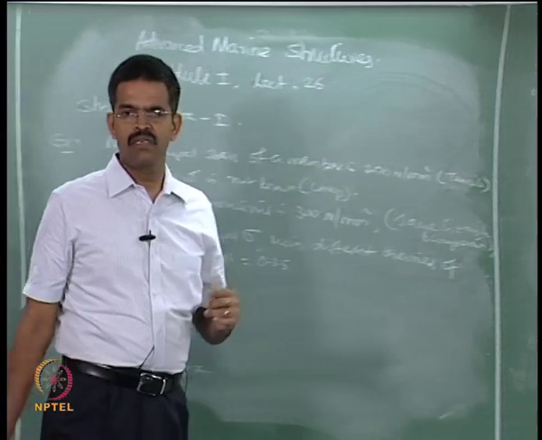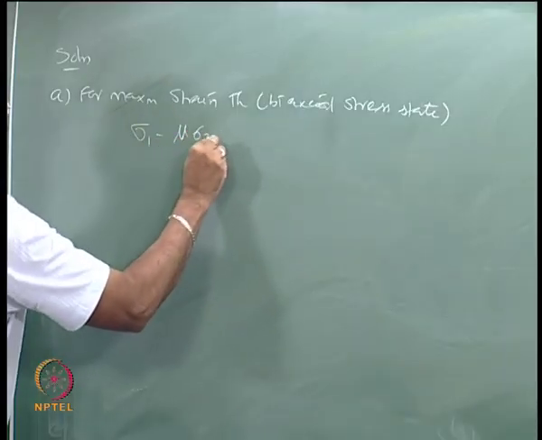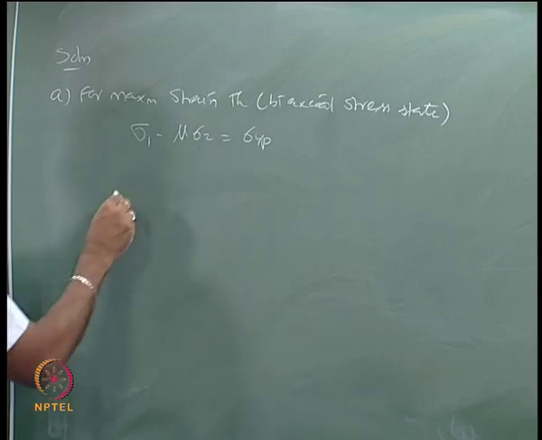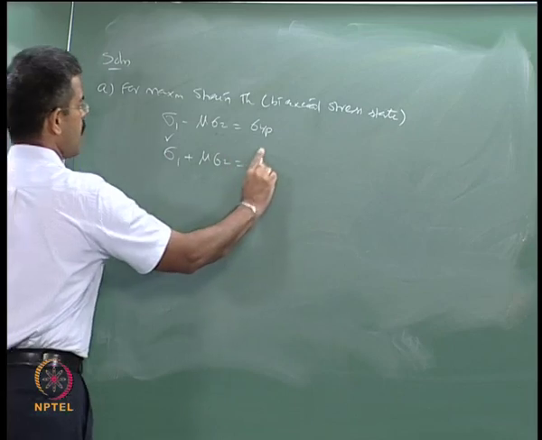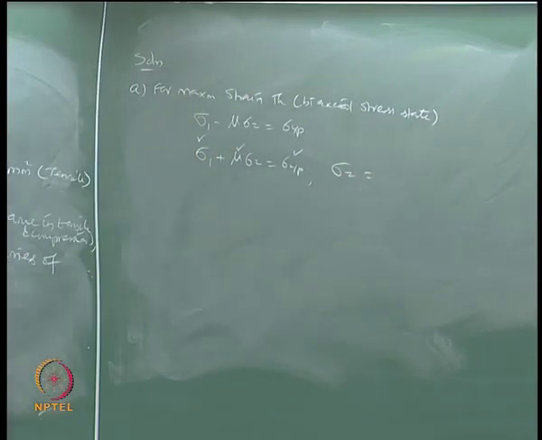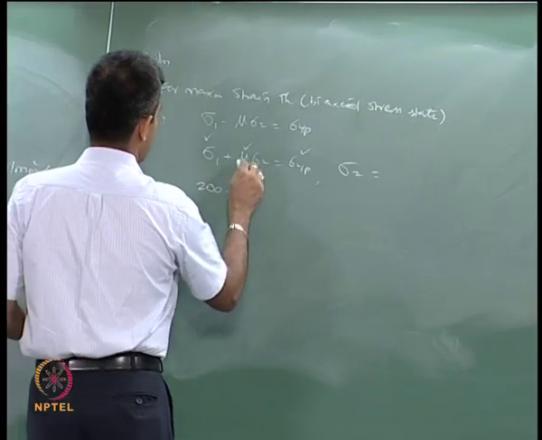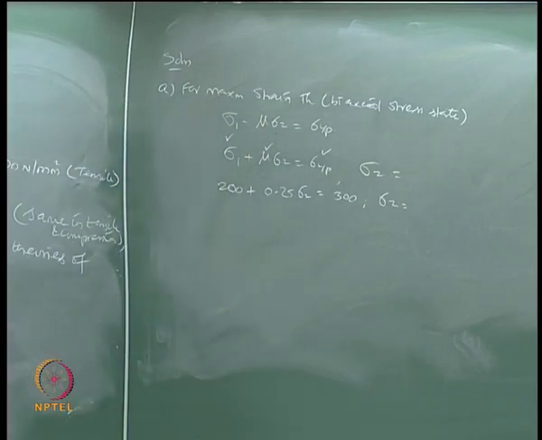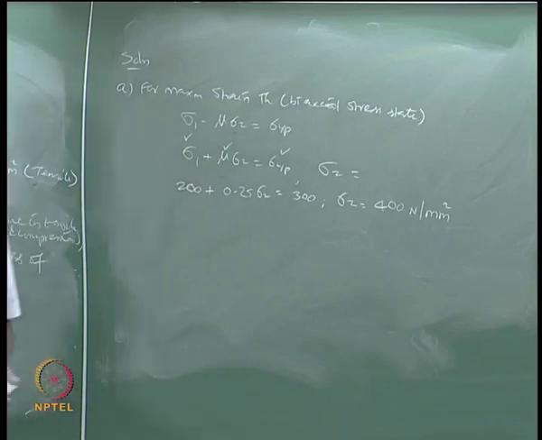So for the maximum strain theory, in a given biaxial stress state, what is the control equation? Can you give me the equation? Is this the equation? Sigma 1 minus mu sigma 2 equals sigma yp, okay. And already we know that sigma 2 is compression, that is an indication given in the problem. So I should say sigma 1 plus mu sigma 2 is sigma yp, because this is minus of minus. And you know sigma 1, you know sigma yp, you know mu. Can you find sigma 2? So this is 200 plus 0.25 of sigma 2 equals 300, which gives me sigma 2 as 400, okay. That is one answer, it is compressive.